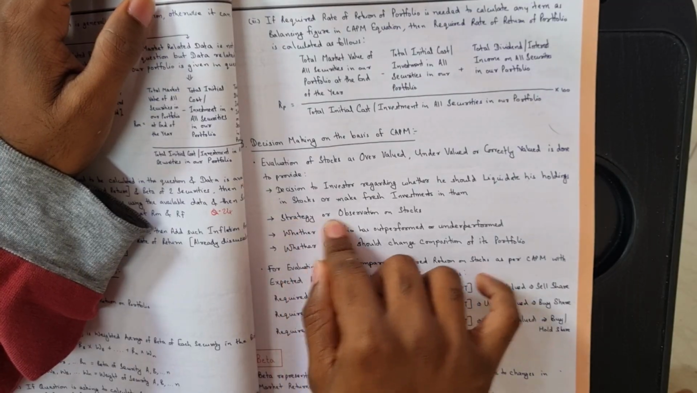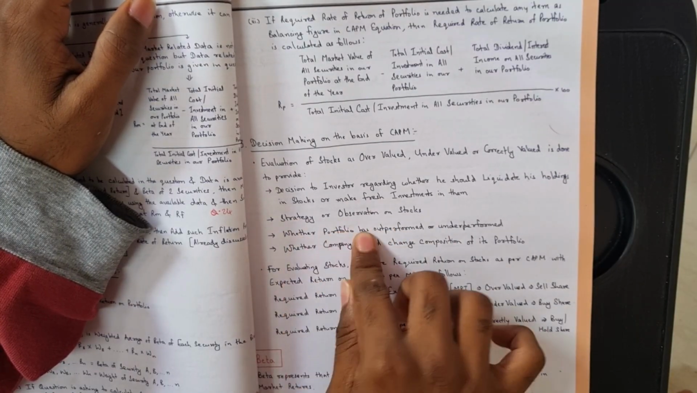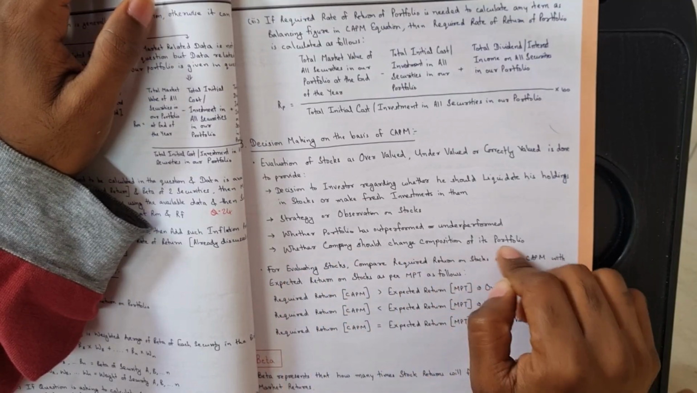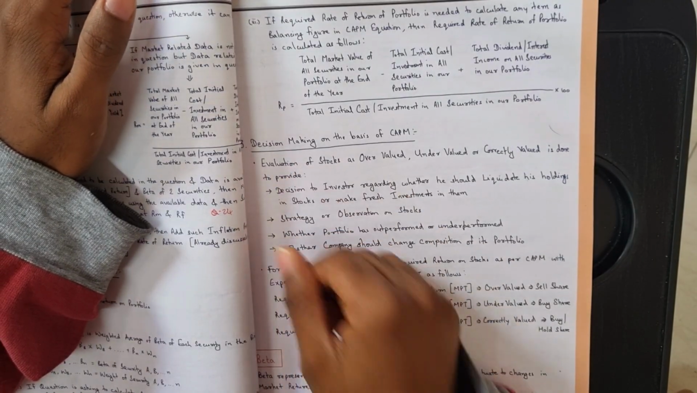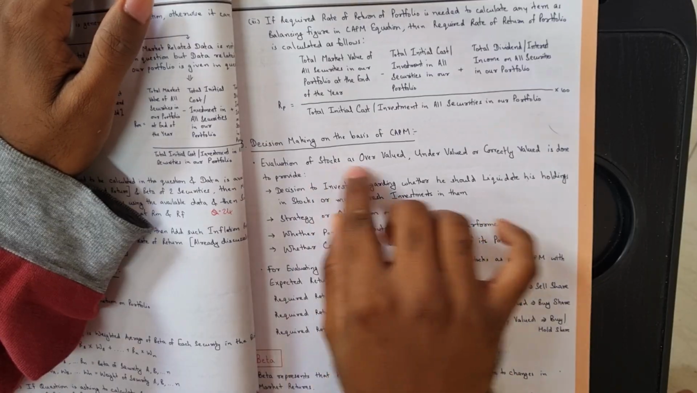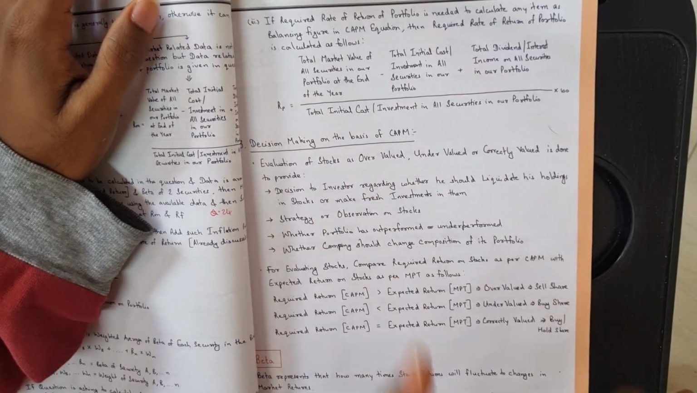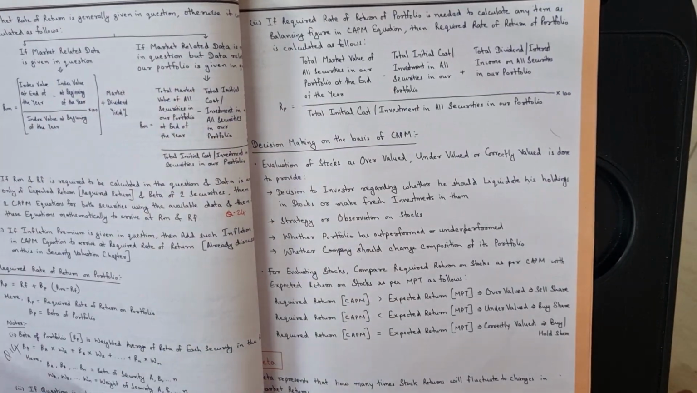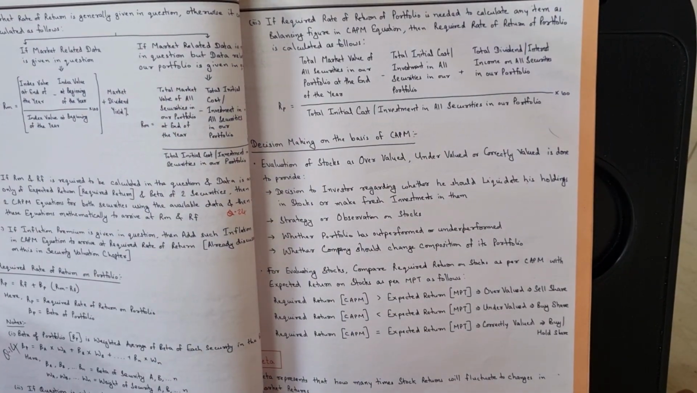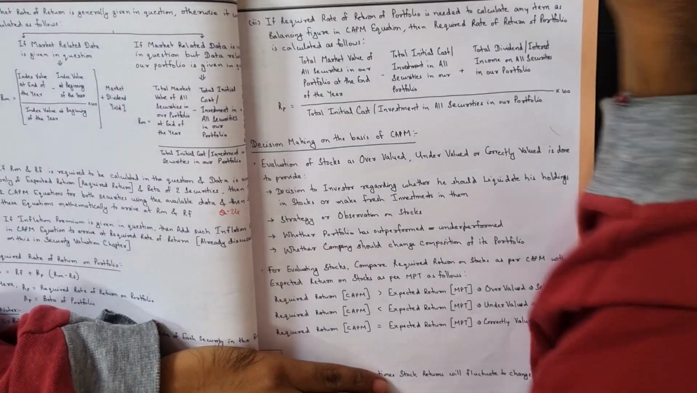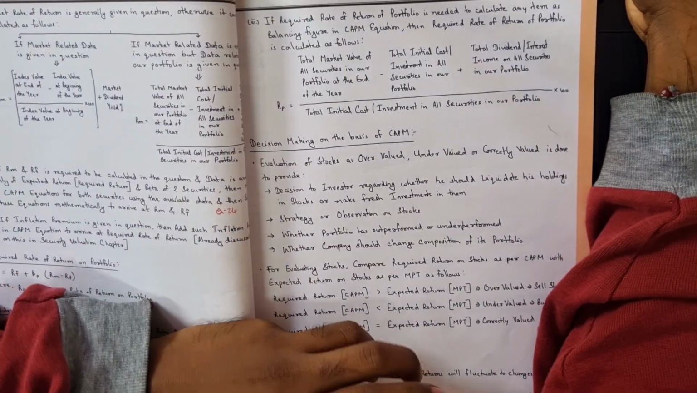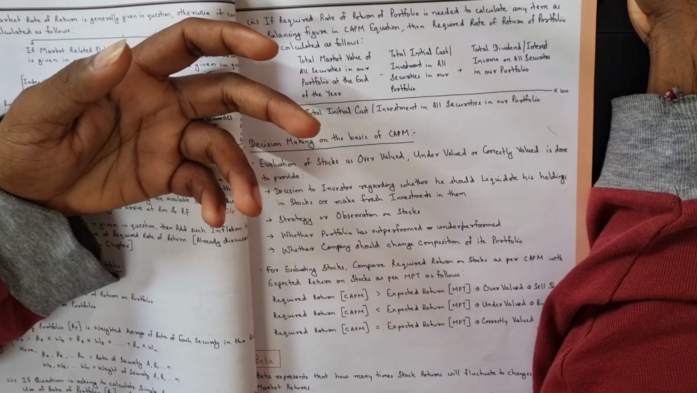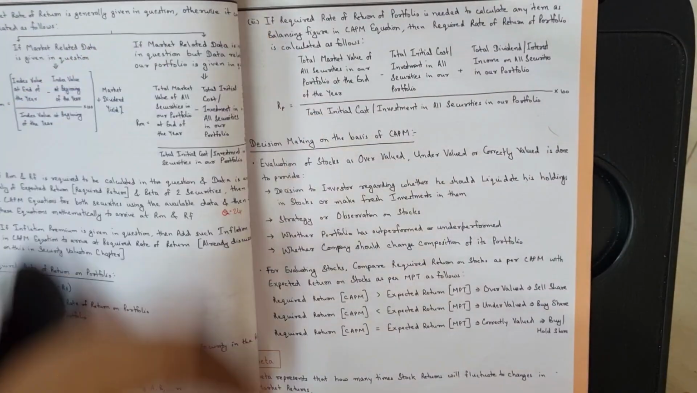And next, strategy or observation on stocks: whether the portfolio has outperformed or underperformed, or whether the company should change the composition of its portfolio. If any of this is asked in the question, we have to give a decision based on evaluating the stocks. Now, how will you evaluate the stocks? We compare the required return on stocks as per CAPM with the expected return on stocks as per MPT.